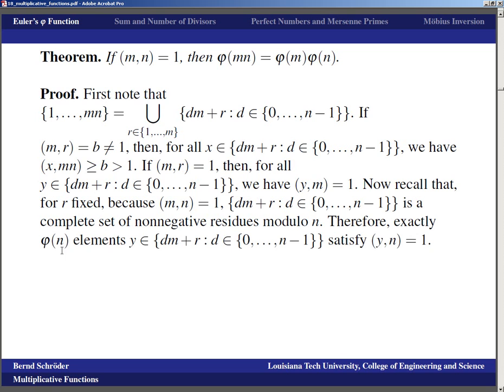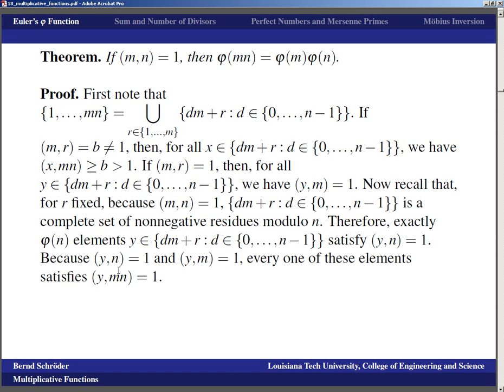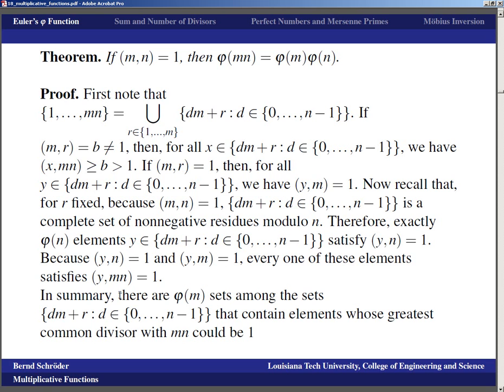And so that means exactly phi of n elements of this set dm plus rd, for r from 0 to n minus 1, exactly phi of n of these elements satisfy that the greatest common divisor of y and n is 1. And because the greatest common divisor of y and n is 1, and the greatest common divisor of y and m is 1, every one of these elements then satisfies that the greatest common divisor of y and m times n is 1.